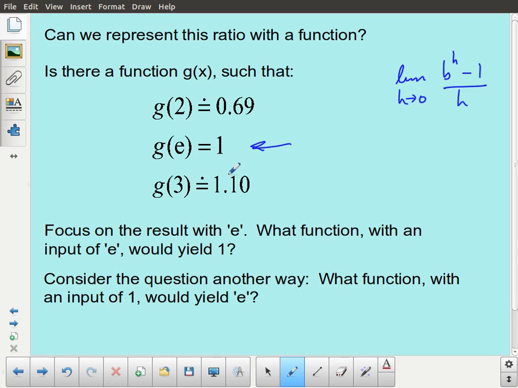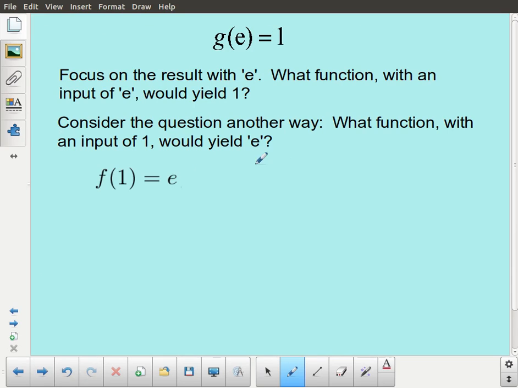And so what we're going to do is focus on this result: g of e is equal to 1. So let's say I'm creating some hypothetical function g of x. What function is there, g of x, so that when I put in my x value of e, I end up with a 1? That's maybe not the easiest way to think of it. So let's ask it another way. What function with an input of 1 gives a result of e? By asking you to think about it that other way, I'm playing around with the idea of functions and their inverses.